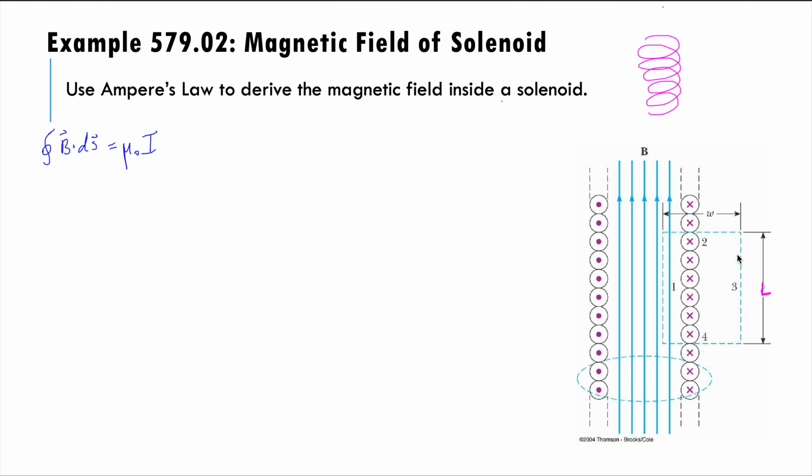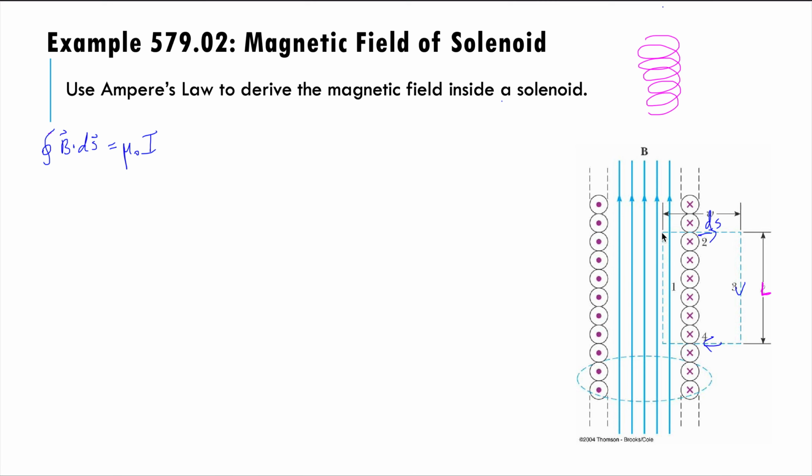We said that the field is very weak outside the solenoid. We can say it's practically 0. So the integral of B dot ds is going to be 0 for path 3. Let's say that we're going clockwise here. For paths 2 and 4, when we're outside the loop, the field is still 0, so we still have 0.